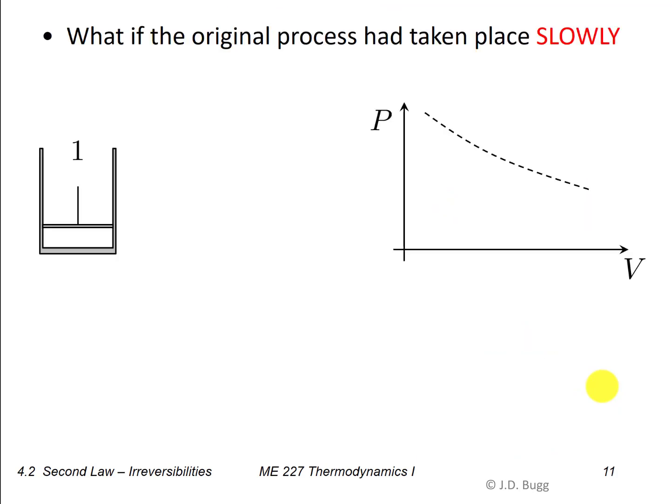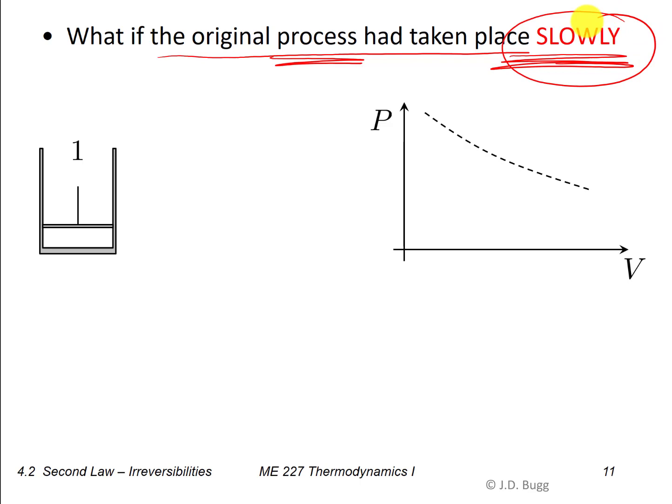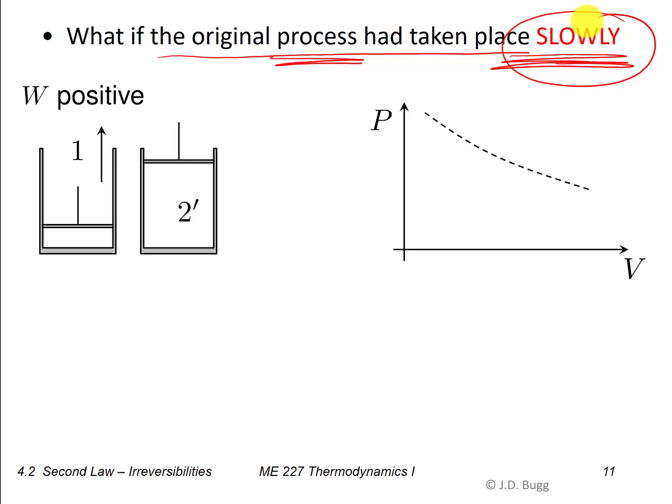Now we want to revisit our original process and do things a little bit differently. So we're going to ask ourselves, what would have happened here if the original process, that expansion, had taken place slowly? So notice that's now going to be a quasi-equilibrium process. So we're starting off at 1 again. We're expanding the gas slowly now. So because we're expanding slowly, work is done by the gas on the piston, and therefore positive work exchange with the surroundings. So work is delivered to the surroundings as we go from 1 to 2.